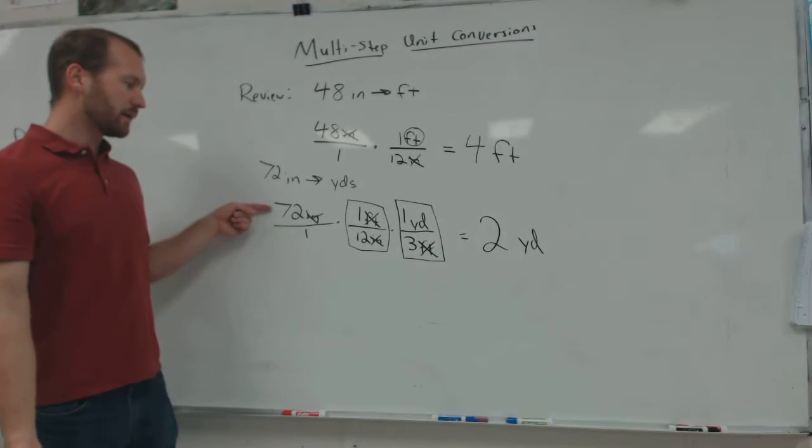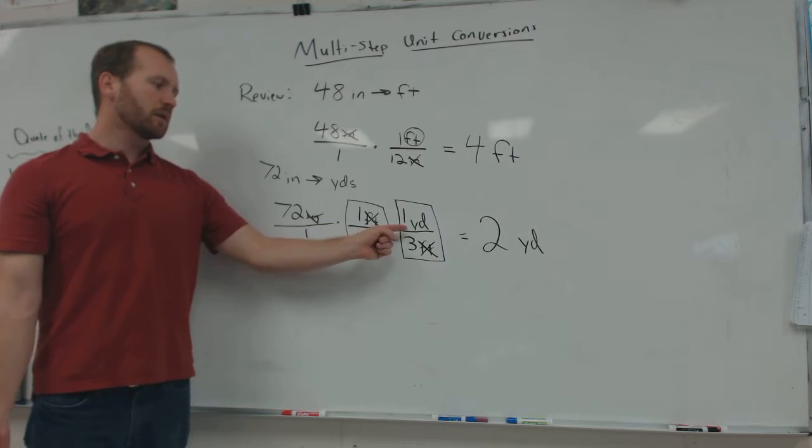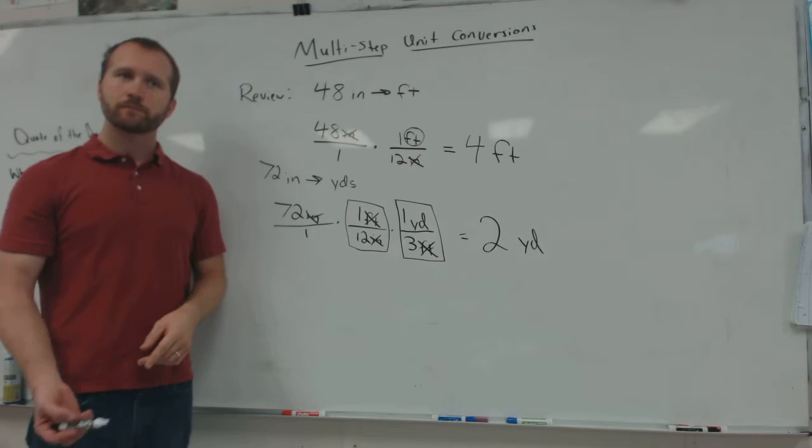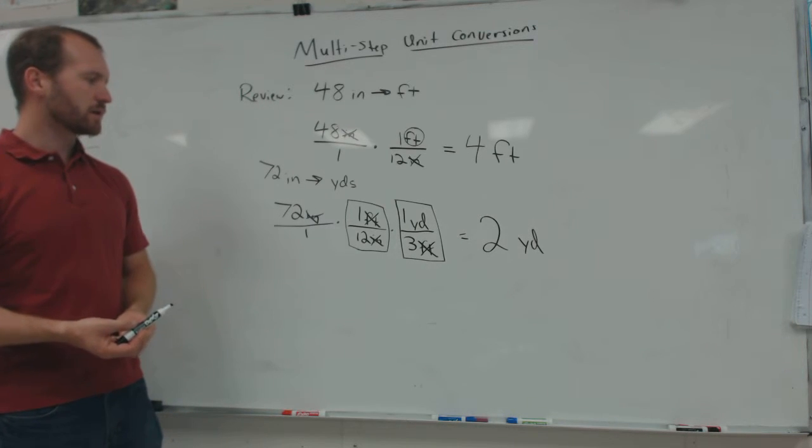And feel free to use a calculator to do this part. 72 divided by 12 divided by 3. So our final answer there is 2 yards.